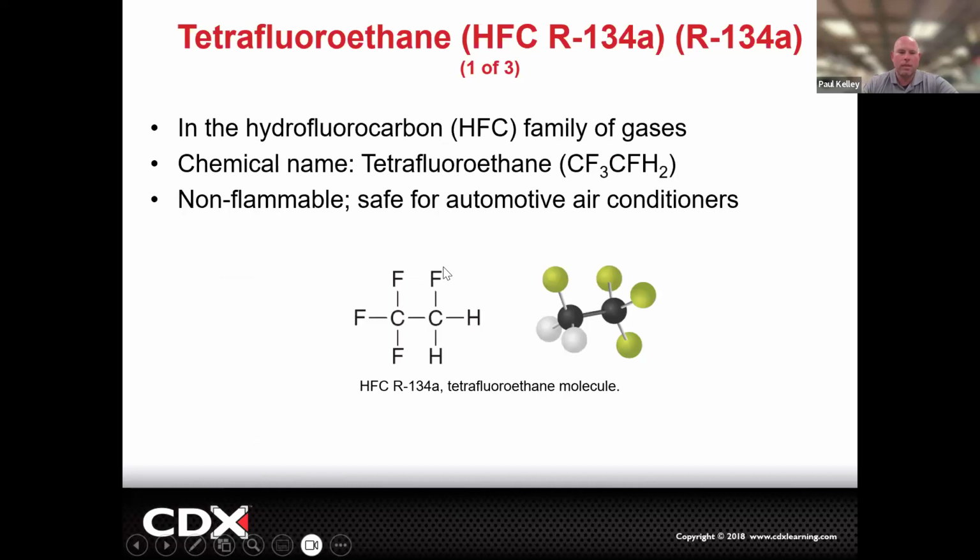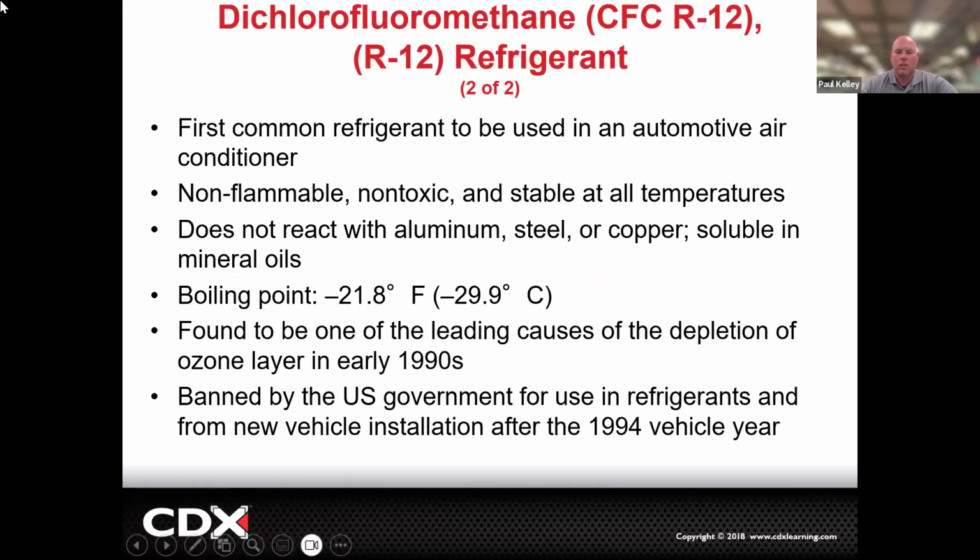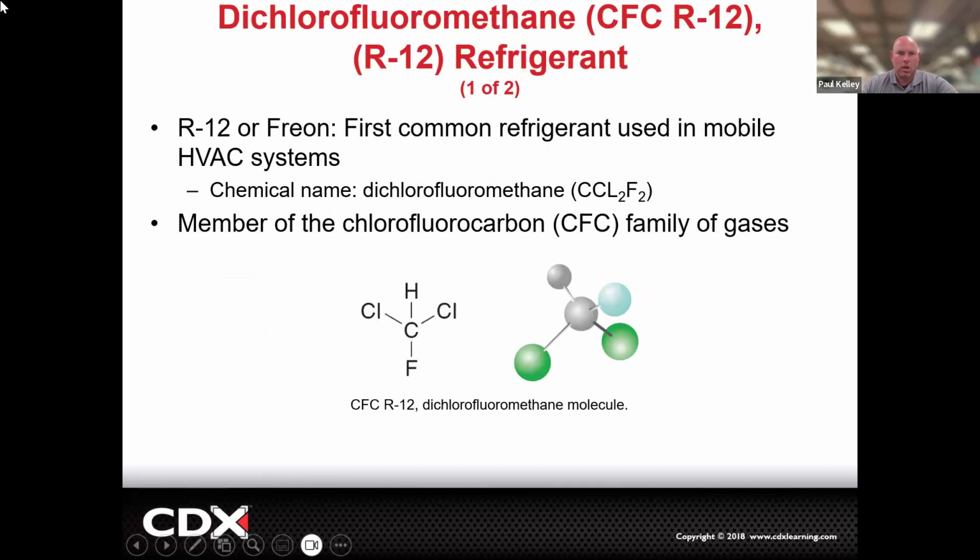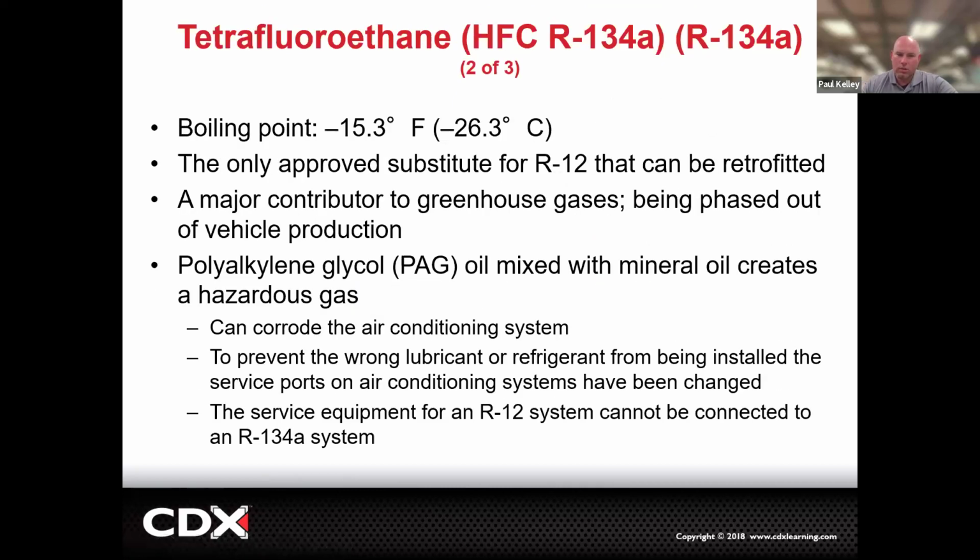So hold up. This one works with mineral oils, R12's mineral oils. R134A was PAG oil. But look, this is the thing. If you mix PAG oil with mineral oil, it creates a hazardous gas. It can corrode the AC system. So this is the thing. If you're going to retrofit it from R12 to R134A, we do not recommend that you use PAG oil. There's another type of oil that doesn't make a hazardous gas with mineral oil.